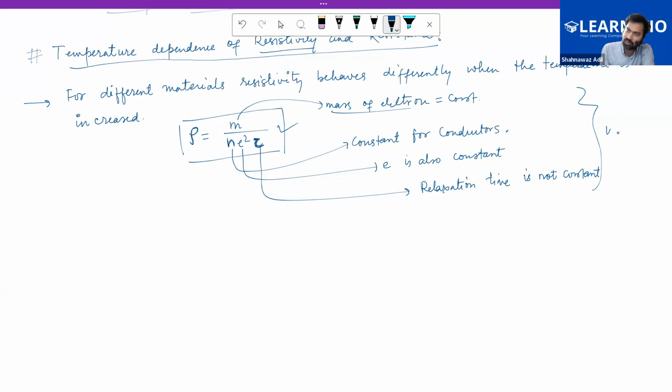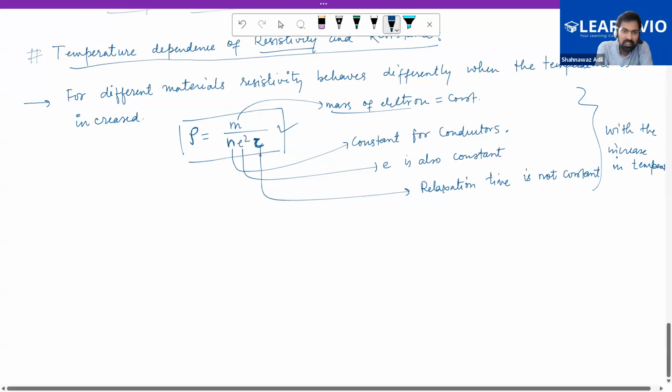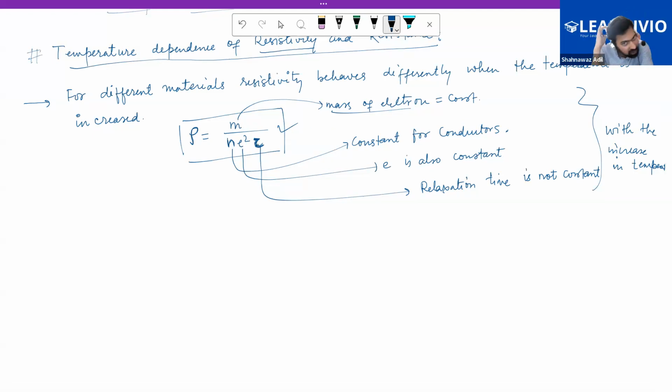It changes with temperature. With the increase in temperature, will this thing increase or decrease? That is what I'm asking. If we increase the temperature in the conducting material, then the kinetic energy of those free charges will increase. So if the kinetic energy is increasing, they will collide more frequently, so collision would be faster. There would be less relaxation time, less time to relax. Is it clear? So this tau will decrease, so this rho will increase.